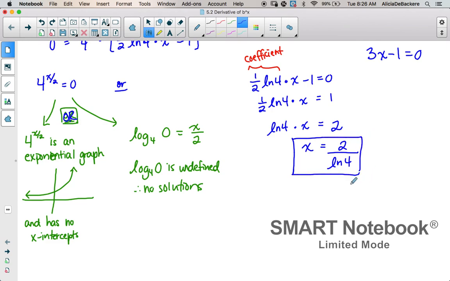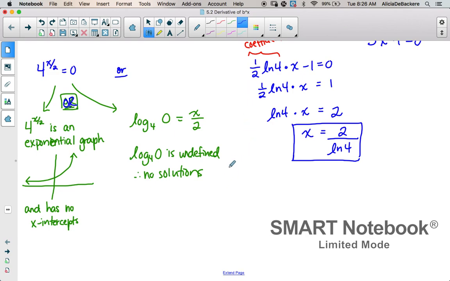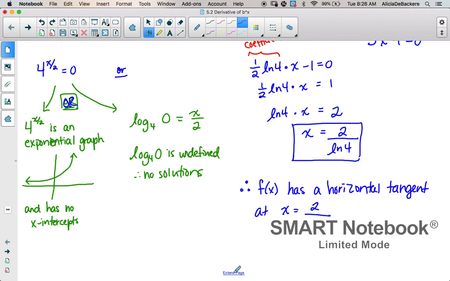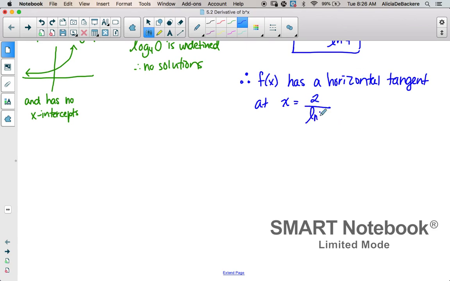And that is our only spot where we have a horizontal tangent. That's what the question was asking for. Therefore, all right, they didn't ask me for the point. They just asked me when does it have a horizontal tangent, so I'm not going to find the y value, and I'm all done with that question. All right, enjoy your homework.